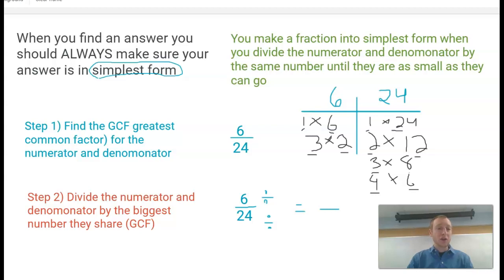So now we need to find the greatest common factor. That's what we're going to divide by. So let's see, what number is the biggest? Well, I see a 6 here, and I see a 6 here. That's the greatest common factor, the GCF. So that means we're going to divide the numerator and the denominator by 6. 6 divided by 6 is 1. 24 divided by 6 is 4. So 6/24 can be simplified to 1/4. Okay?